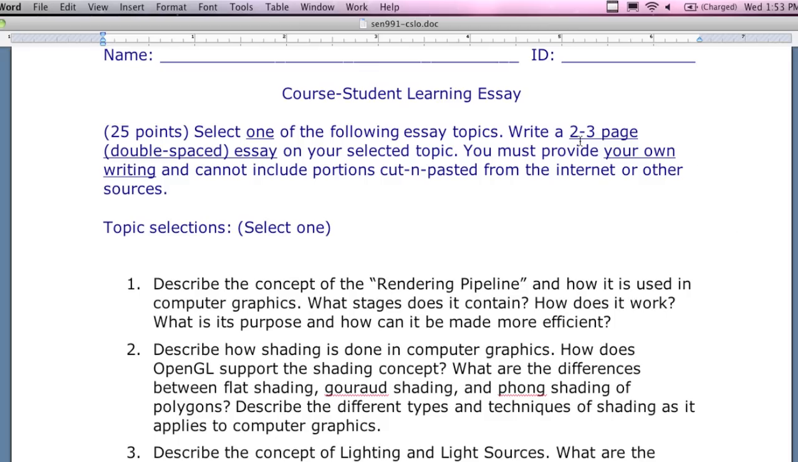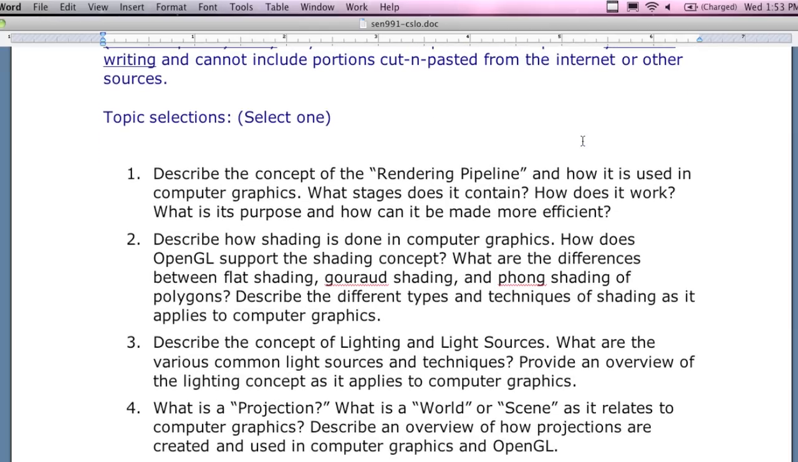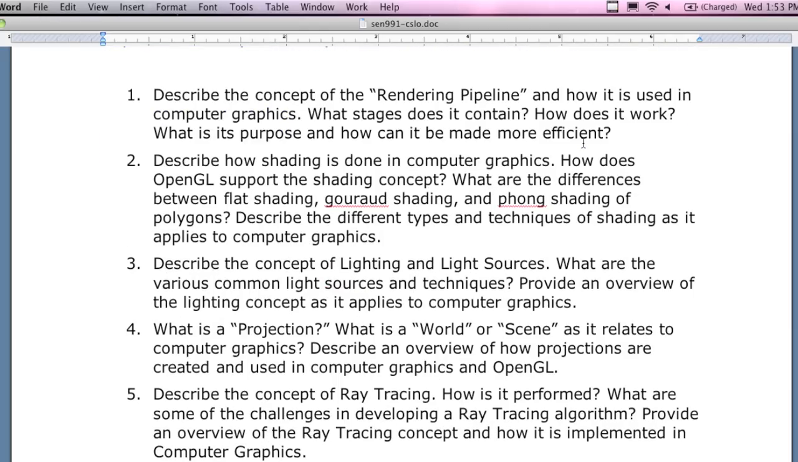Alright, so you're going to write a 2 to 3 page paper that's double spaced. You'll thank me for it further down the road when you write a report. I don't know how to write. Is it on the internet somewhere?